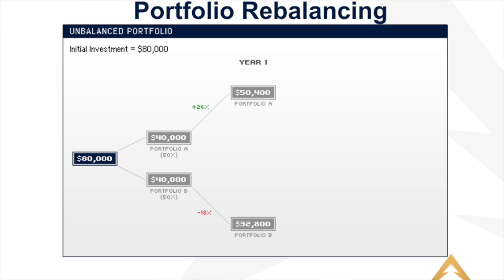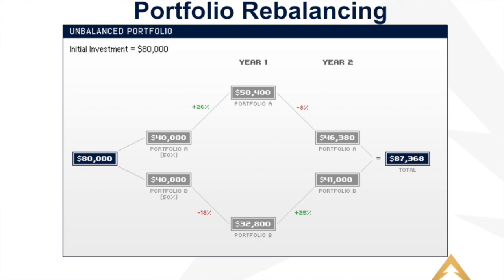Now let's say you do nothing to your portfolio at this time, and the second year, the first asset category goes down by 8%, and your second category goes up by 25%. At the end of the second year, your portfolio is worth over $87,000. So you might be thinking everything's okay because your account is up in value, right?